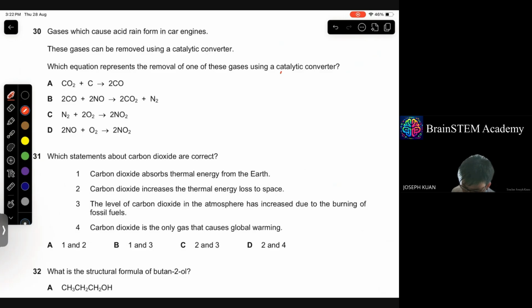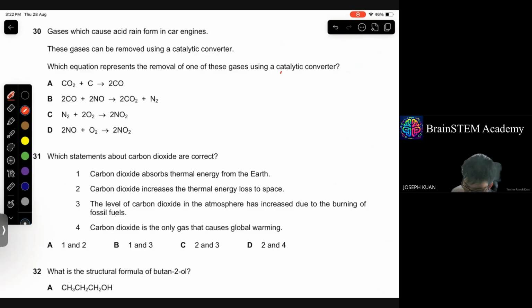Next, a mixture containing an aqueous salt and an insoluble salt is filtered. Which row describes X and Y? This is a straightforward question. The solid that remains at the top of the filter funnel is known as the residue. The solution at the bottom, after filtration, is known as the filtrate. So this is a straightforward question.